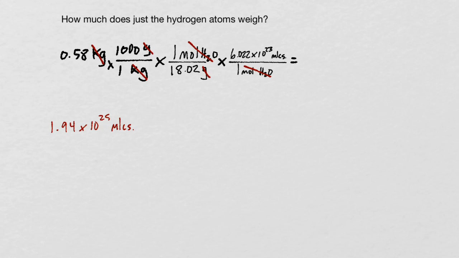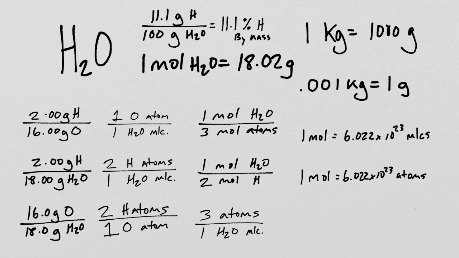Now we know the number of molecules. Well, we know that every one molecule, let's see, where's that conversion factor? Right here. We know that every one H2O molecule has 2 hydrogen atoms, and we can say one mole is 6.02 times 10 to the 23 atoms, so we can go from molecules of water into numbers of atoms of hydrogen atoms.